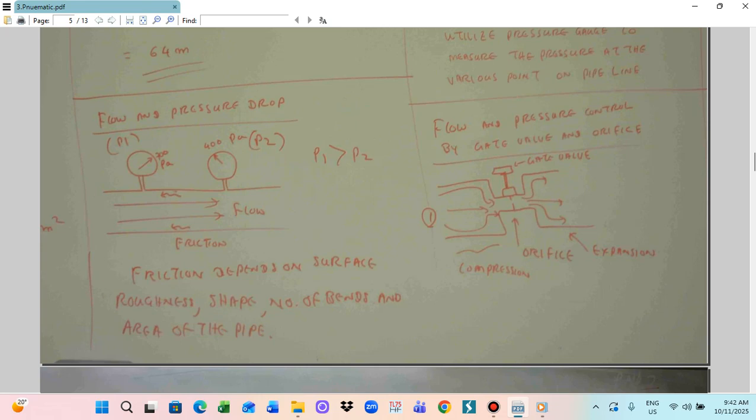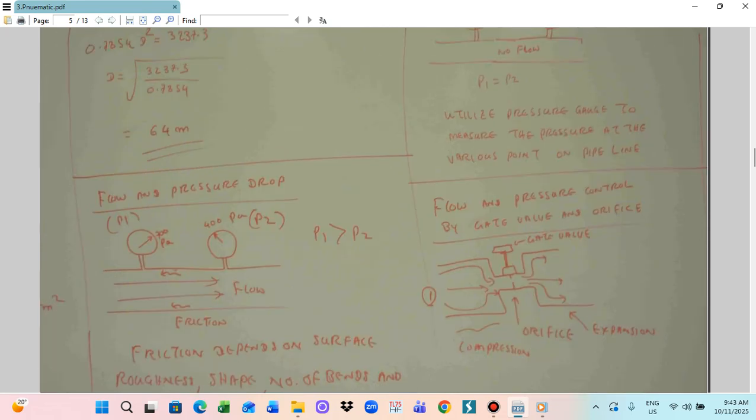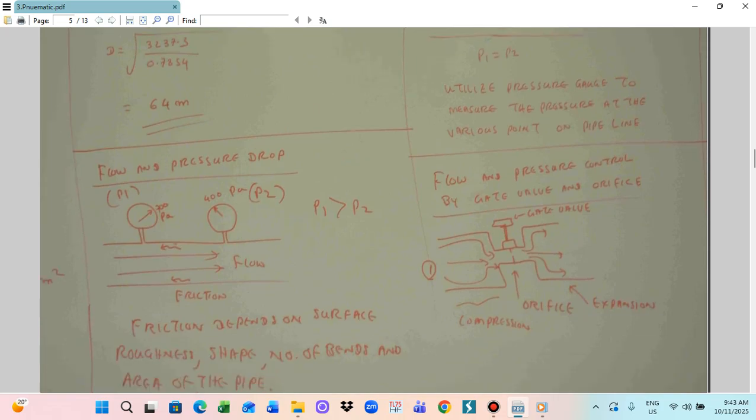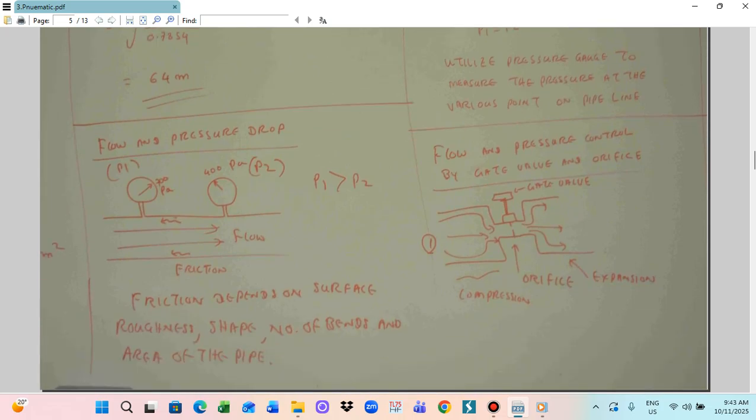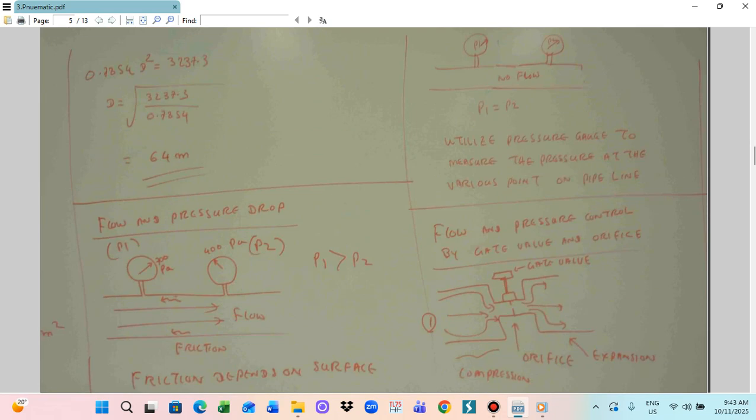Now because of friction, at the other end of the pipe there will no longer be the original pressure. For example, the original pressure is 700 pascal, but at the end it will be around 200 pascal because of the friction alone. This friction depends on the surface roughness, shape, number of bends, and the area of the pipe. So this determines the friction.